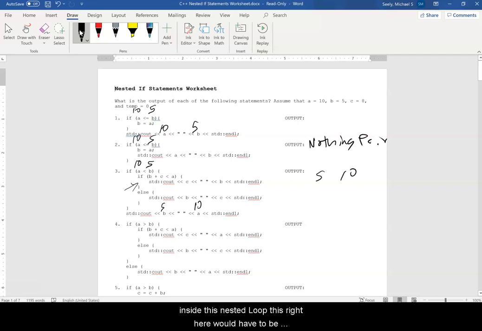In order to get inside this nested block, this right here would have to be true, which it's not. So next up, 10 and 5. 10 is greater than 5, so then we go down here and we got 5 and 8. 5 plus 8 is 13. Is that less than 10? No, that's not true. So it would print 5 and then 8. Because this if was true, we wouldn't run that.